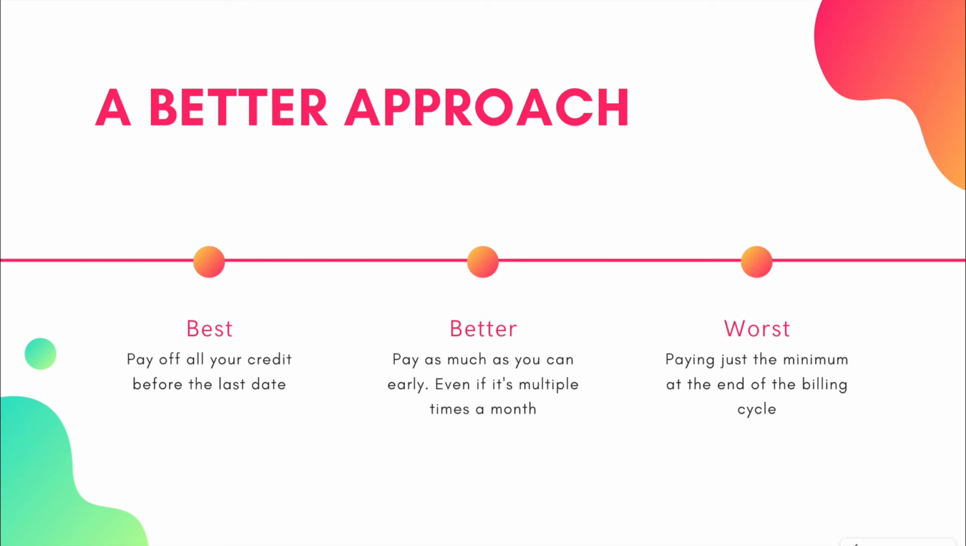Now, what's the best approach you can take in order to pay as little as possible in interest? First thing, the best thing you can do is to pay off all your credit before the last date. A slightly better approach would be if you can pay as much as you can as early as possible, even if you're paying multiple times a month, just so you can get the daily balance as low as possible, such that the interest that you accrue on your daily balance is as low as possible.